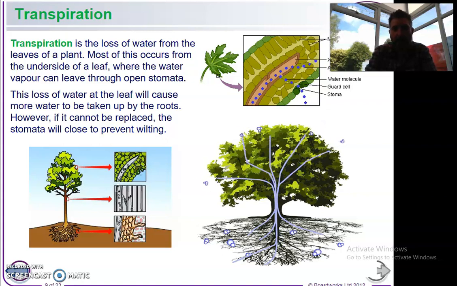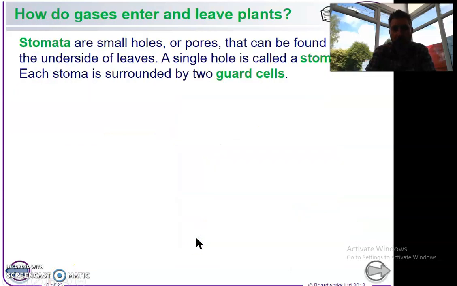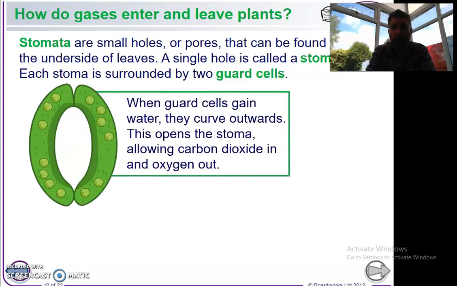So, how does the plant control that? Well, the plant has an ability to control that based on the stoma or the stomata. When the guard cells are full of water, when they are turgid, then they get inflated into an open position, and that opens the stoma. That allows carbon dioxide in and oxygen out, so photosynthesis can take place.